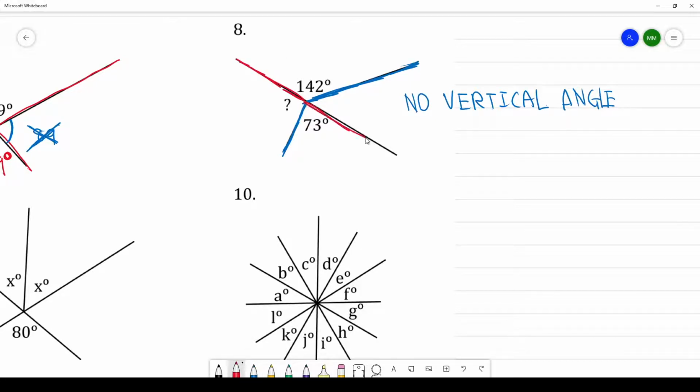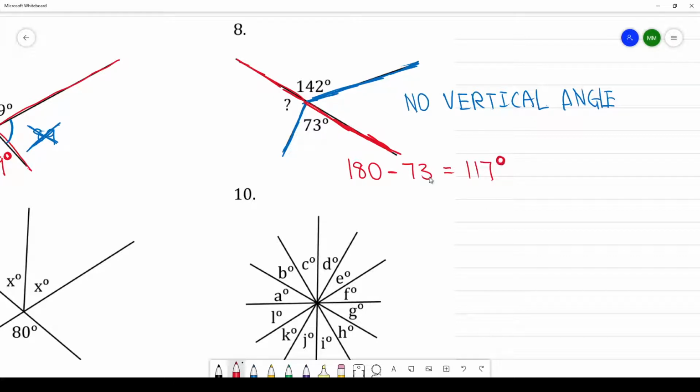But now this is a straight line, so this here is a straight angle. So all you gotta do is 180 minus 73, and you get 20. No, not 27. 117. Yeah.